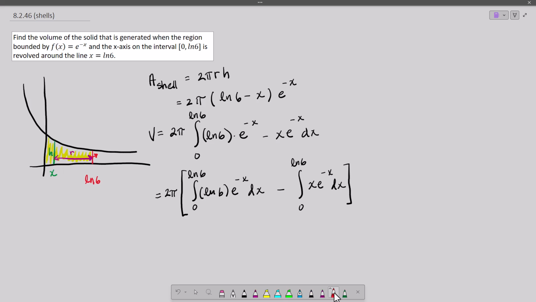The second one, we need integration by parts. So let's come over here to the side. We're going to let u be x. We're going to let dv be e to the negative x. And so when we complete our integration by parts table, we have that du is equal to dx, and v will be e to the negative x divided by negative 1. So we get negative e to the negative x. That gives us, let's see, 2 pi bracket. This integral we can do immediately.